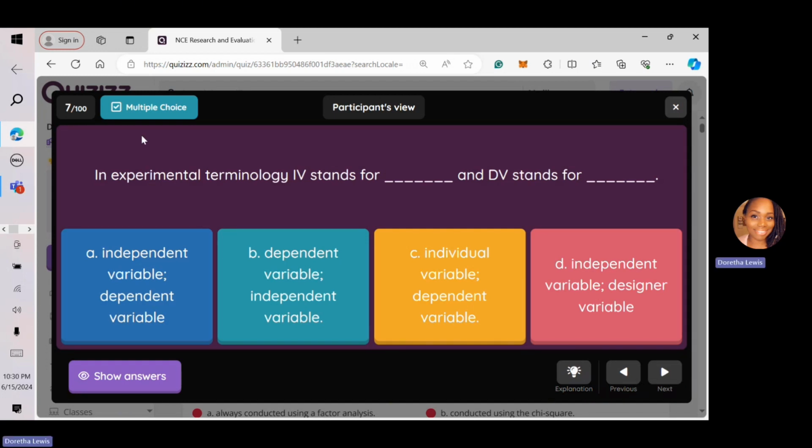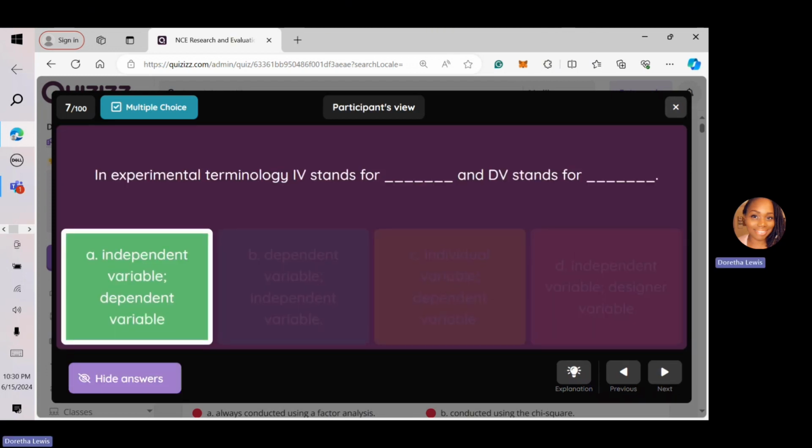In experimental terminology, IV stands for blank and DV stands for blank. We just talked about this a little earlier, right? So let's see if you remember it. So independent variable and dependent variable, right? Independent variable, right? Think about the I: I manipulate, right?